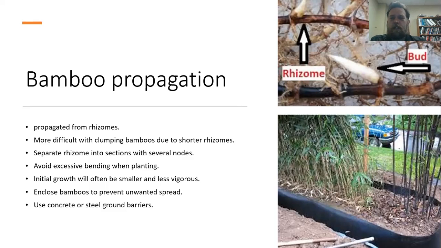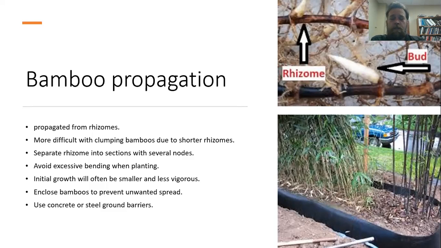It is a little bit more difficult to propagate. They do have a shorter rhizome, but all you need to do is just separate that rhizome into sections with several nodes. Try to keep it undamaged and not bend it, and then you can just plant those rhizomes. The culms that come off of those initial rhizomes as you spread it may be a little bit smaller, a little bit weaker than the parent plant that you took them off of, but they'll get stronger over time as the plant grows.